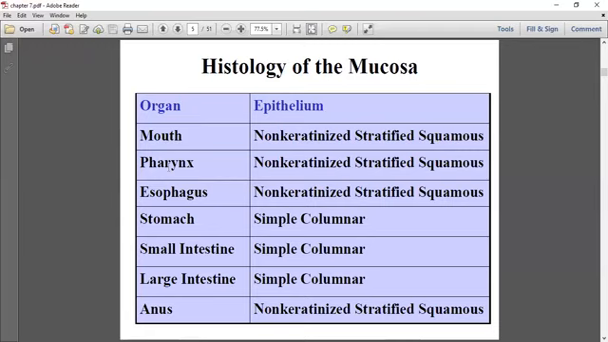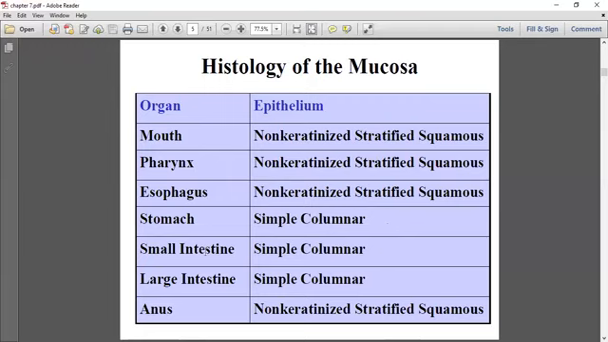The pharynx, short tubular structure, lined by non-keratinized stratified squamous. Esophagus, elongated tubular-shaped structure, lined by non-keratinized stratified squamous. The stomach, sac-like, lined by simple columnar epithelium.